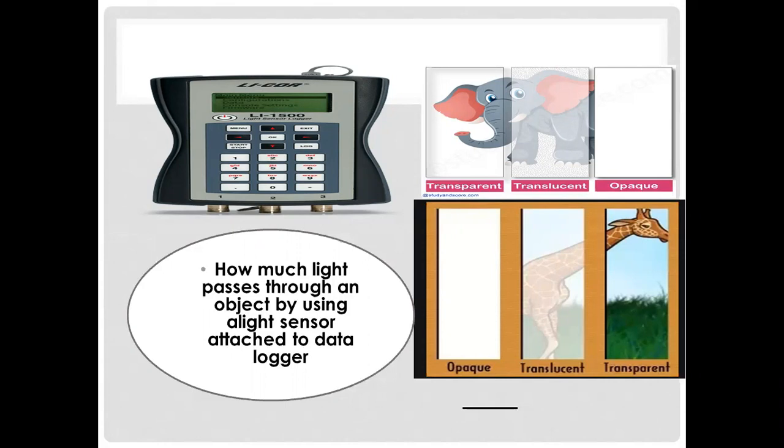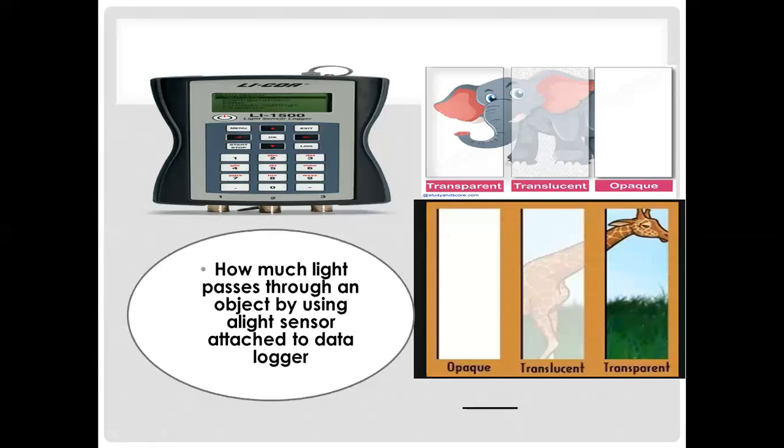Translucent is an object that allows only a small part of the light to pass through it. So they cast a small shadow. And also opaque, that doesn't allow light to pass through it. See the figure below that includes transparent, translucent, and opaque. And the last part is the sensor, which is used to measure the intensity of light. All these parts I explained in the last lessons.